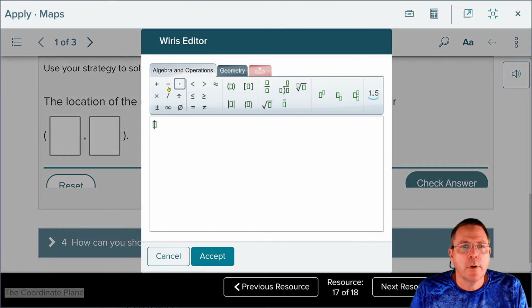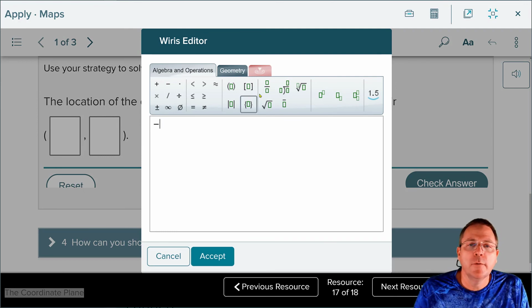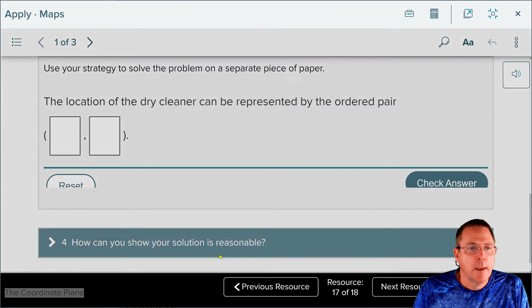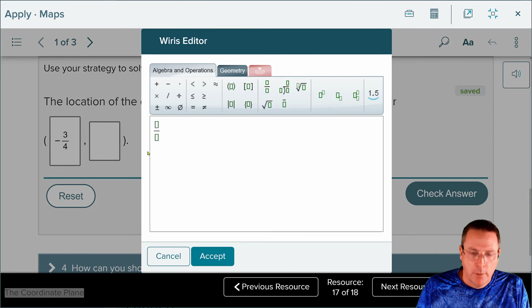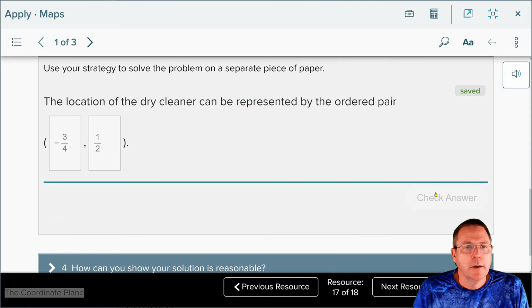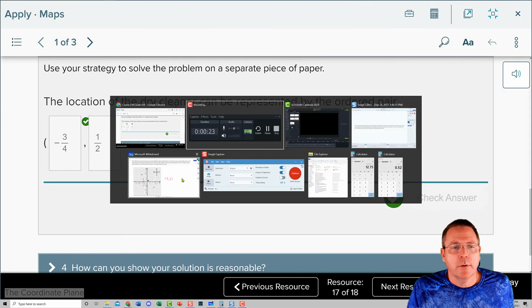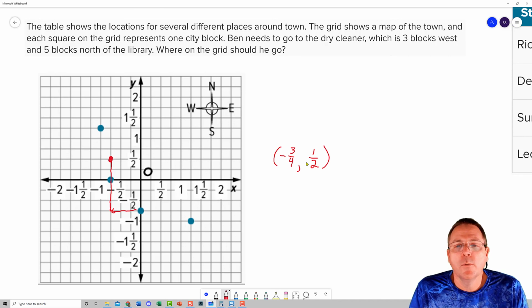Now we're going to take and plug those values in. The x value we said was going to be a negative fraction 3/4. And the y value we said was going to be a positive 1/2. Accept and check our answer. The answer checks. So the dry cleaner, as we said, is going to be located at that point right there, which is located at -3/4, comma, 1/2. Make sure you include your parentheses.